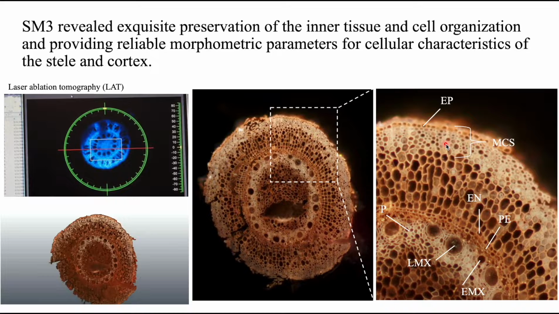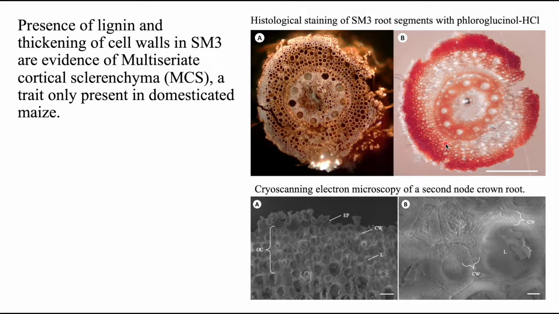So this talk is about the domestication of the roots that happened early during maize. But in order to test that, we developed two techniques. We developed a staining with hydroxychloride in order to look at the structures of lignin here.